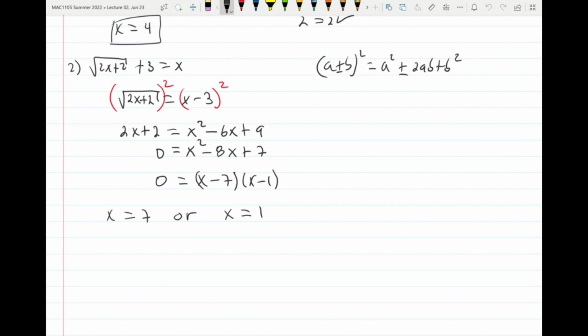Anyway, you put it in, what do you get? 4 inside the square root, so that's 2 plus 3, that's 5. 5 is not equal to 1. So we immediately see that this is not good. We call this an extraneous solution.